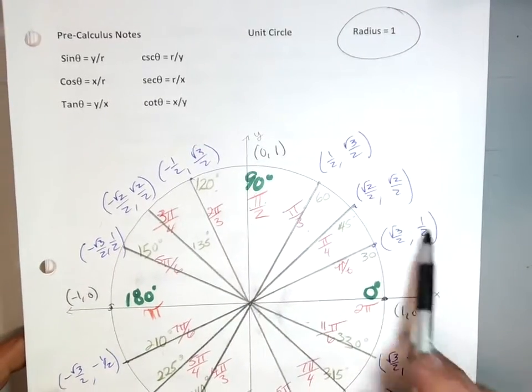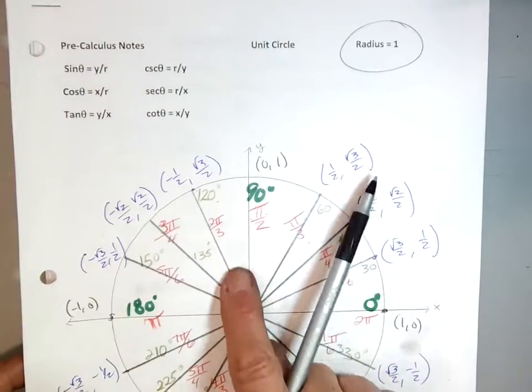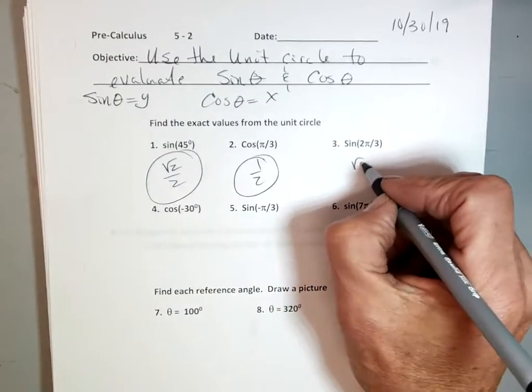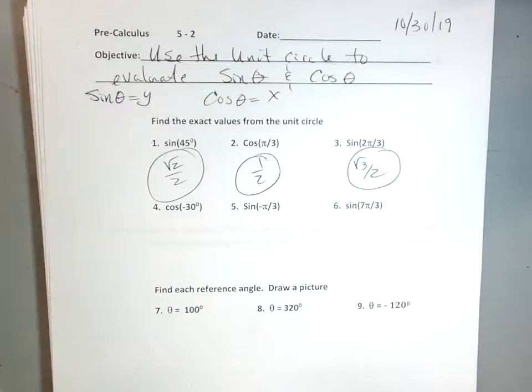Sine of 2 pi thirds. 2 pi thirds is there. And I'm looking for sine, which is the y value, which is? That's it. Square root of 3 over 2. Bam!